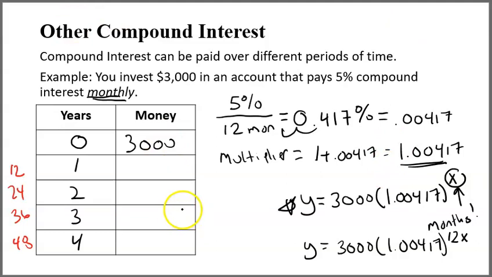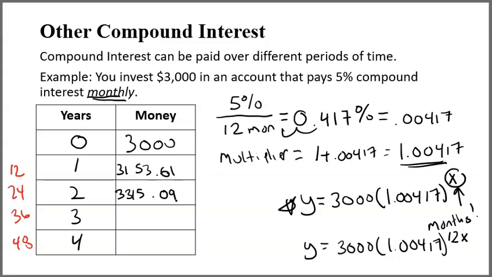So here we go. It's 3,000 times 1.00417 to the 12, which would be 1 year. And that gives me $3,153.61. After 2 years, I take my same equation, but now I'm going to plug in 24. I get 3,315.09. Then I just keep going.